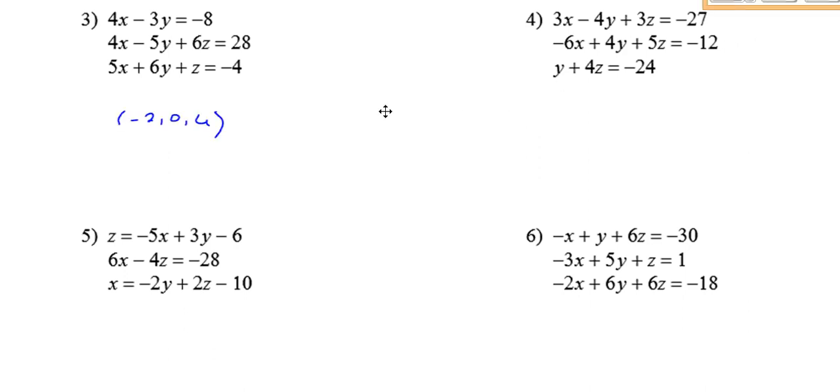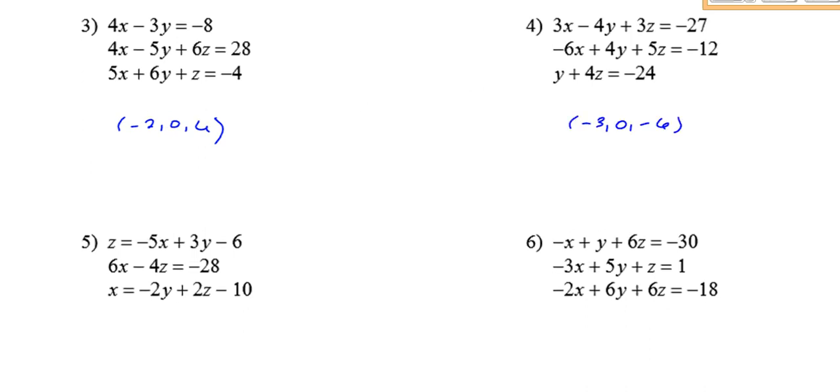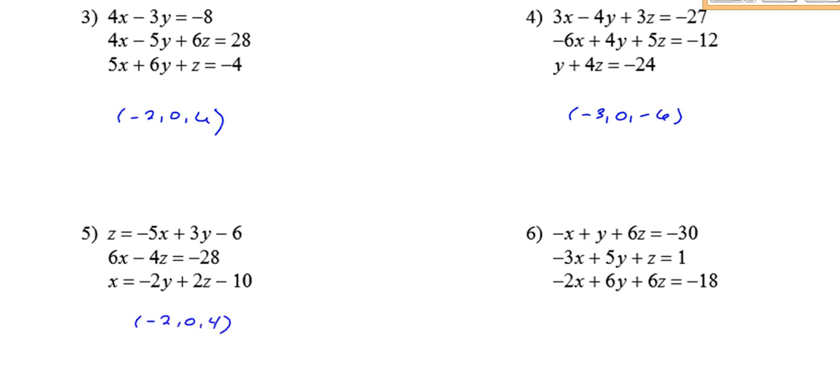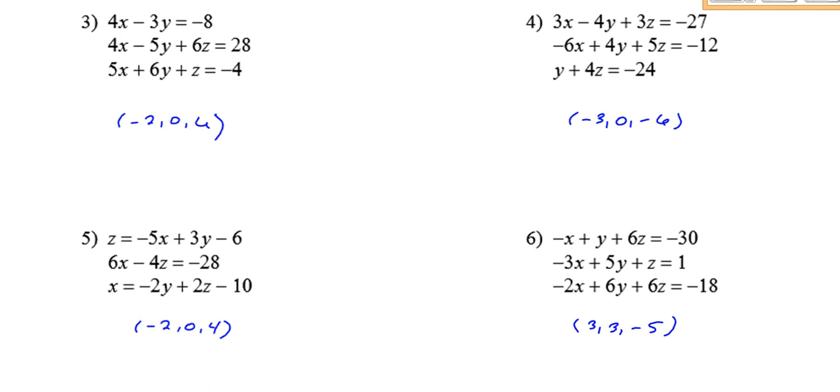The answer to number 3 should be -206. The answer to question number 4 is -30, -6. The answer to number 5 is -204. And the answer to number 6 is 33, -5.